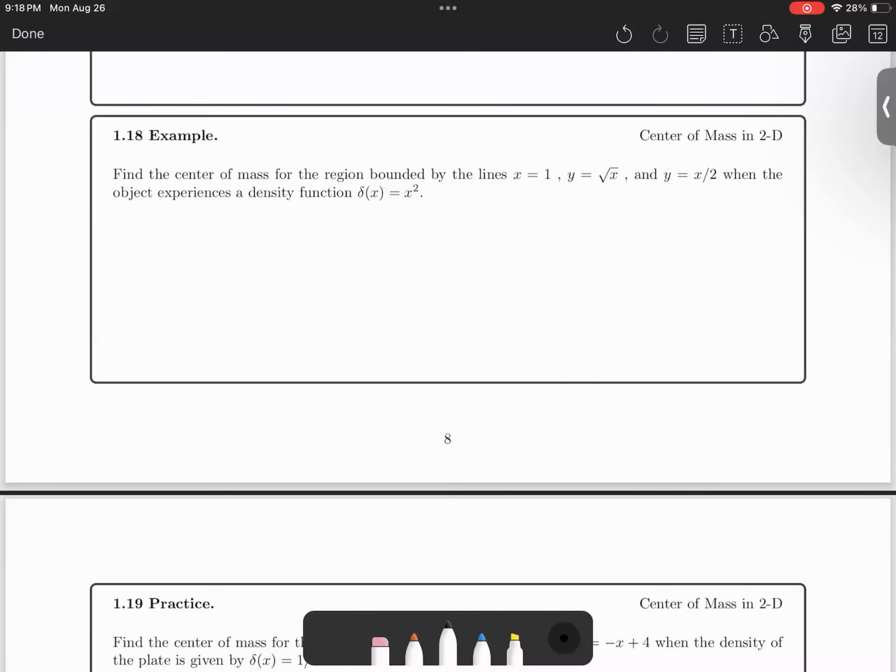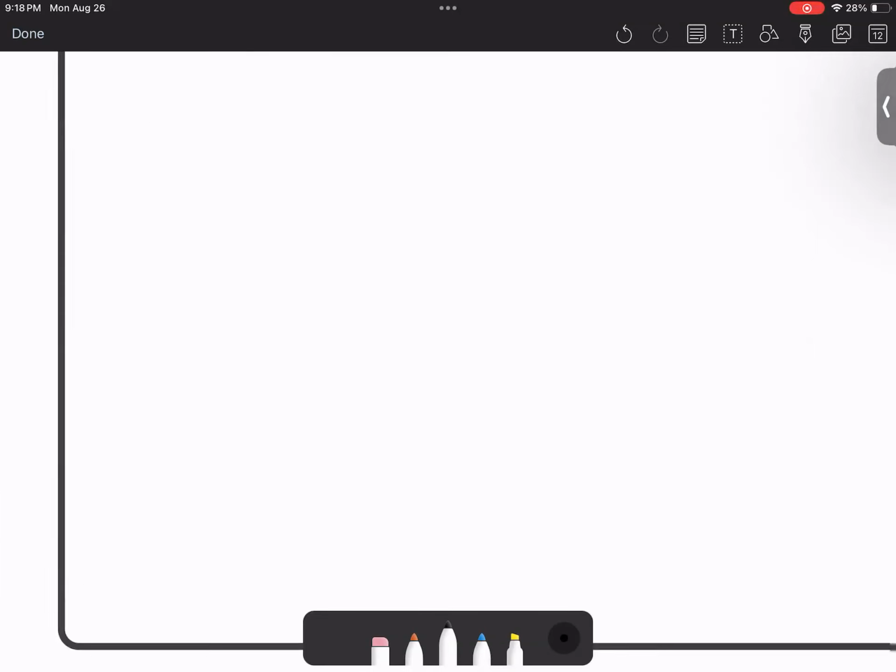Example 1.18 is going to help us find the center of mass for an infinitely thin region in the plane. This is not going to be the centroid. This is not the center of the region. This is the center of mass when we consider a non-trivial density function. So let's walk through this. There's going to be a lot to it, so I'm going to zoom in quite a bit.